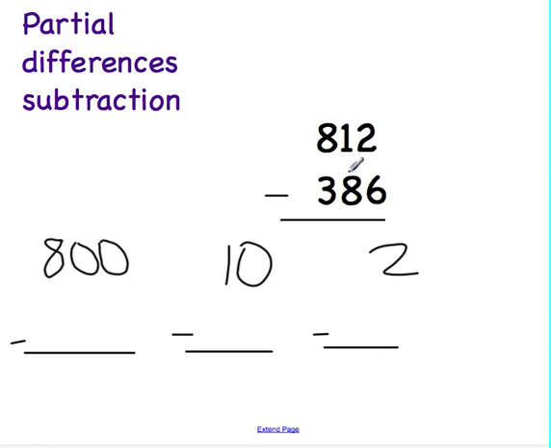I'm now going to do the same with 386. There's a 3 in the hundreds place. That means that number is worth 300. There are 8 tens, that's worth 80, and 6 ones. Now I'm going to start from left to right in the hundreds place and do my subtracting. 800 minus 300 is 500.